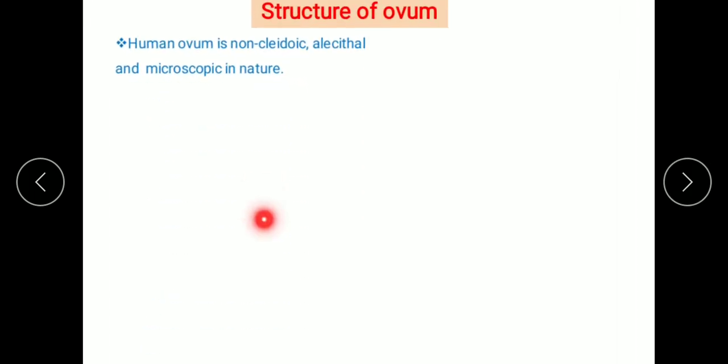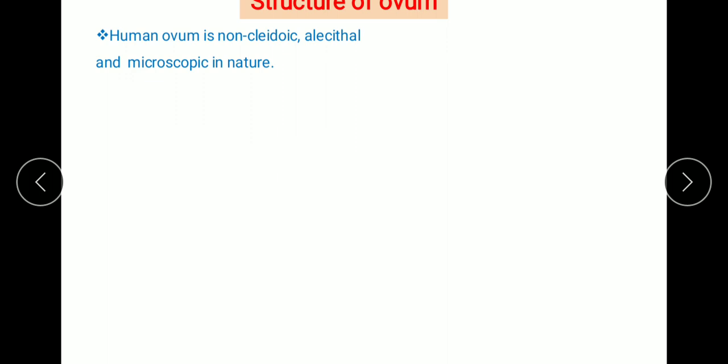Next, the structure of the ovum or female gamete. The human ovum is non-cleidoic, with no covering shell, and it is microscopic, very minute. It is the largest cell in the human body, with a size of about a sand particle.